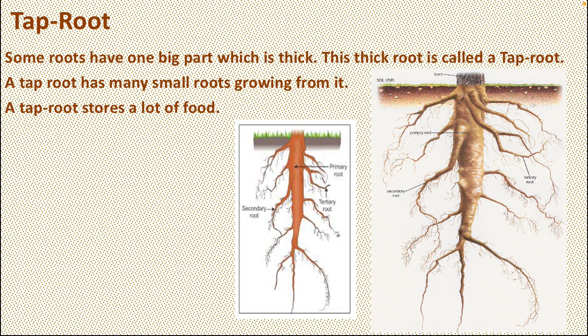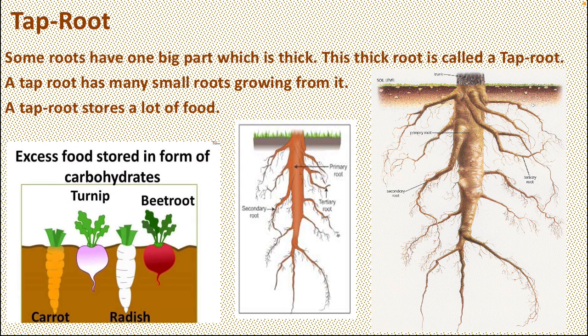Now you can see in the other picture, same, you can see this is the one main thick root. In the taproot system, a single root called the primary root comes out from the seed after germination. Later smaller roots called secondary or lateral roots branch out from this primary root.